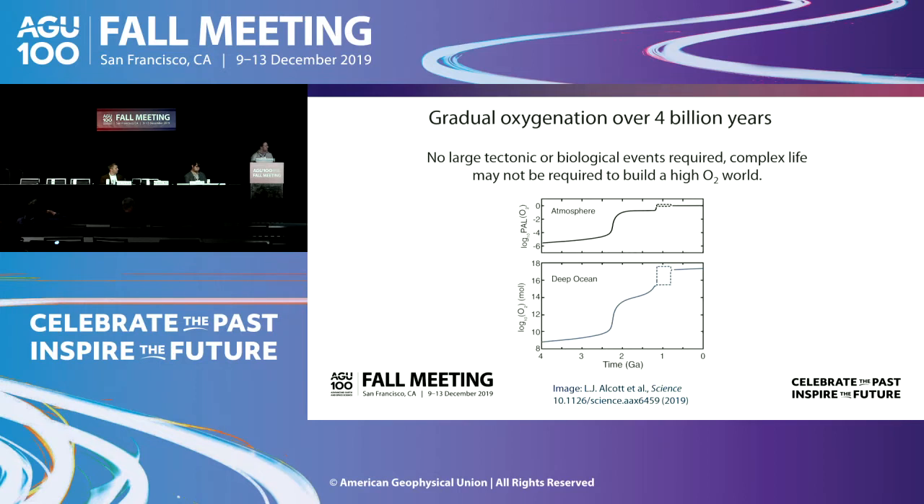So our conclusions in this work are that these large tectonic or biological events that have been proposed to drive these oxygenation steps may not be required. They certainly aren't required in this framework. So that includes the idea that complex life may not be required to build a high O2 world. If we just had simple photosynthetic bacteria, the kind that have been around for 3 billion years, and we leave that planet for 3 billion years, it's possible that it could have reached modern levels of oxygenation just like that.